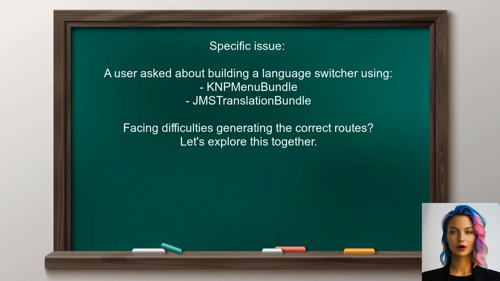Let's take a closer look at the specific issue at hand. One user reached out with a question about building a language switcher using the KNP menu bundle and JMS translation bundle. They are facing difficulties generating the correct routes for their menu. Sound familiar? Let's explore this together.